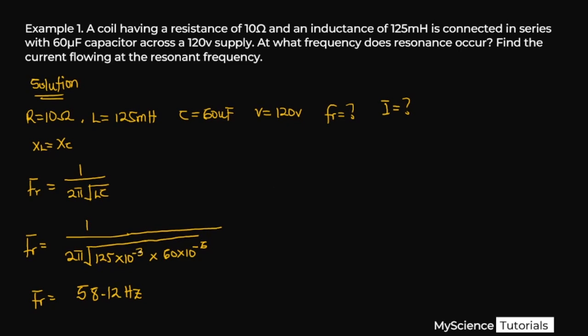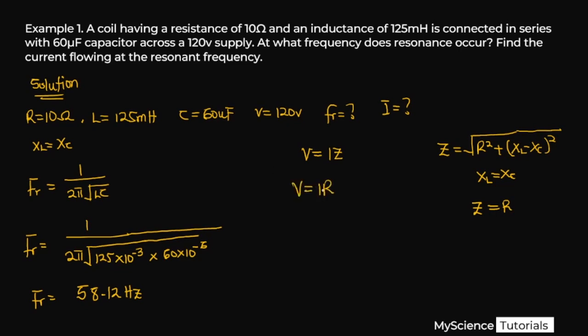Now we also have to find the current at which the resonance occurs. Ideally we have to use V is equal to IZ. That means we need to find the impedance of the entire circuit, finding the inductive reactance and then the capacitive reactance, and then using the formula Z is equal to the root of R squared plus (XL minus XC) squared. But remember, I said that at resonant frequency XL is equal to XC. And when that happens, we realize that our impedance is equal to the resistance in this entire circuit. So that means we don't need to find the impedance, as the impedance is equal to the resistance. So we can use voltage is equal to IR, and we can use that to find our current.